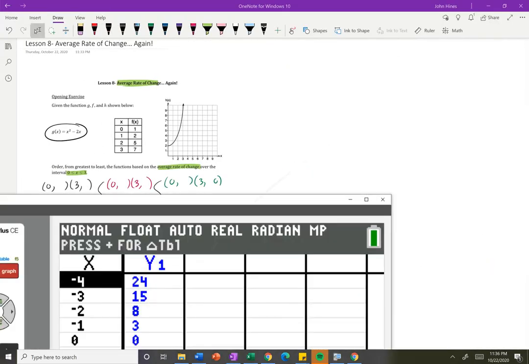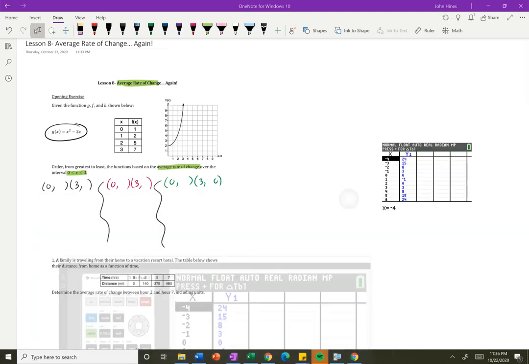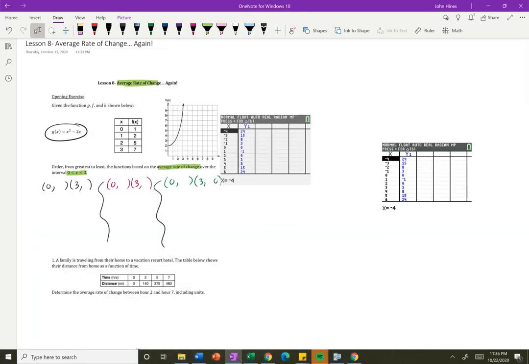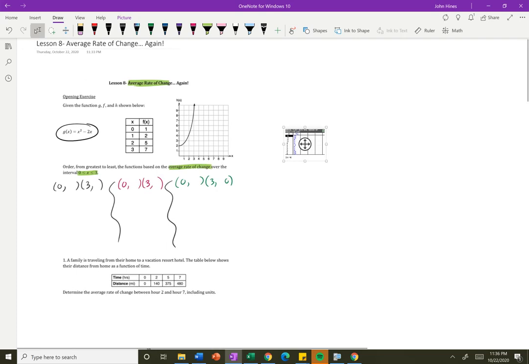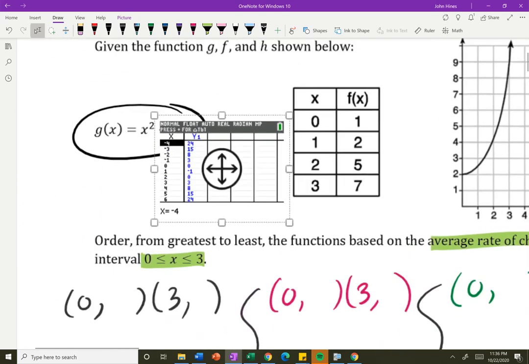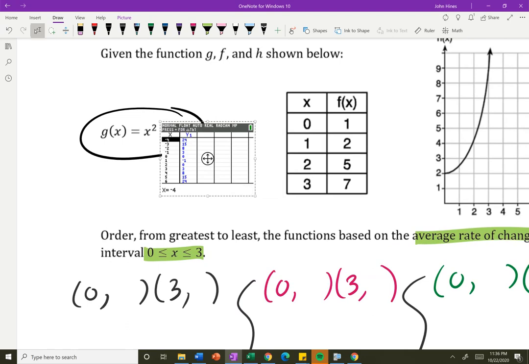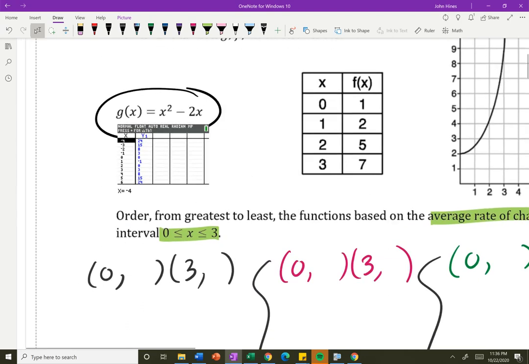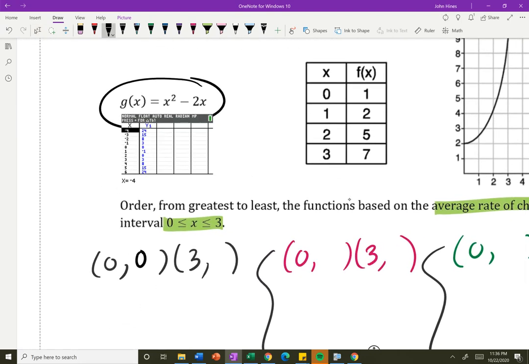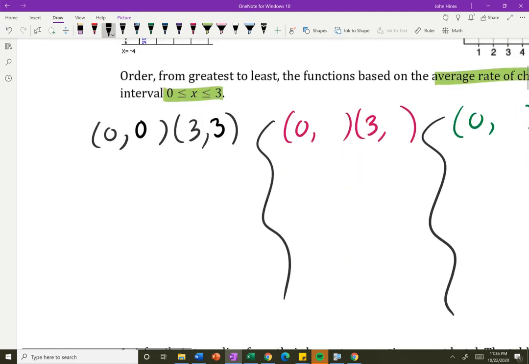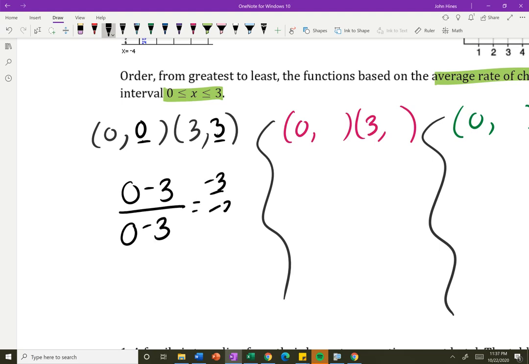So let me just drag this over real quick. There we go. So for this first one here, let me shrink it down a ton. There we go. A little bit more even. So I made a table with my calculator. So 0, 0, and 3, 3 is what I get from my table. So when I find my slope, it's change in y. Subtract my y values, y minus y, over x minus x. So I get negative 3 over negative 3, which gives me a slope of 1.